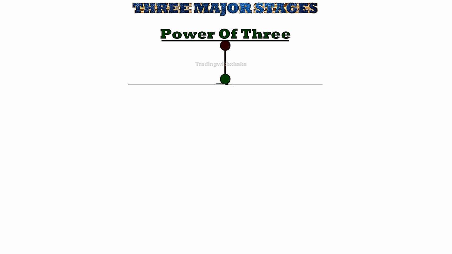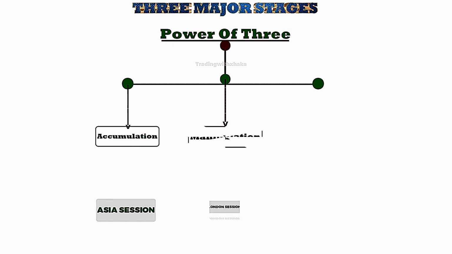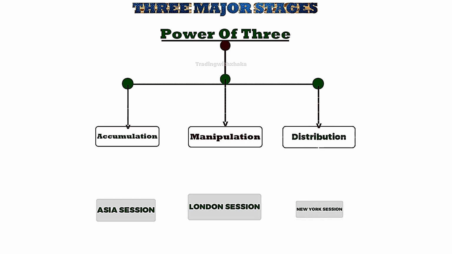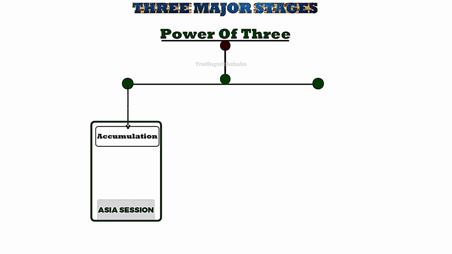Major stages of power of trade. We know number one is the accumulation phase. That happens in the Asian session, manipulation happens in the London session, and distribution happens in the New York session. And that distribution is what we are trying to figure out, how to capture those moves. Now we take a look into it one by one.